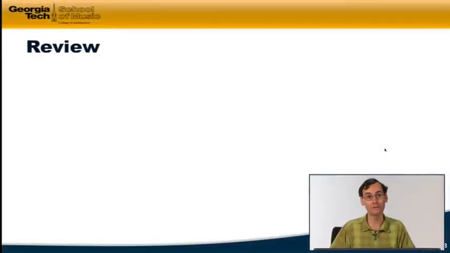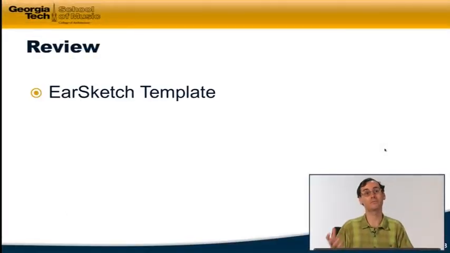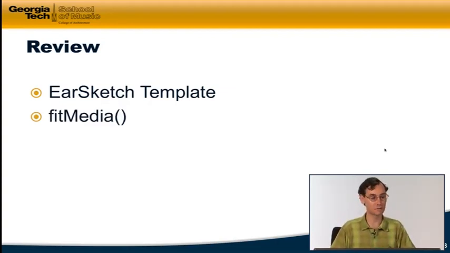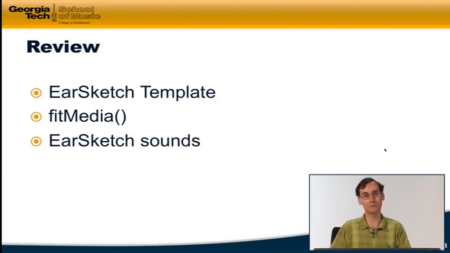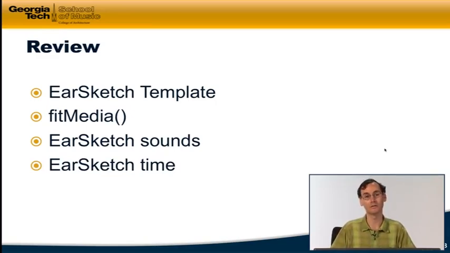So what we've covered in this video is this basic template of importing EarSketch, init, set tempo, and finish. That's necessary for all of our Python scripts. And then we've looked at the Fit Media function in detail, and particularly looked at how we specify sounds that we want to use through sound constants in the EarSketch audio loop browser, and then how we represent time in music as a floating point number where the whole portion represents the measure and the decimal portion represents the percentage within the measure where we want to be.